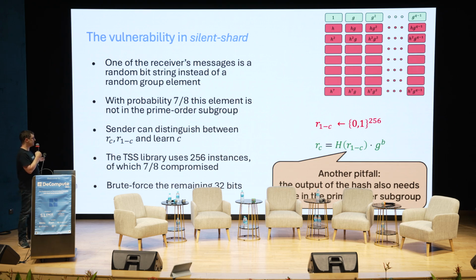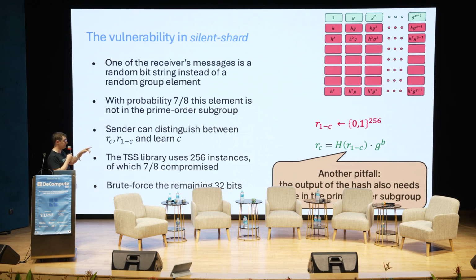If you then want to break the security of the threshold signature as a whole, the signing protocol uses 256 instances of OT, and of those 7/8 will be compromised. So for 7 out of 8 of them, the sender will know the receiver's choice bit, and then you're left with about 32 bits that are unknown, but you can brute force them to fully learn the share of the secret key of one of the parties.